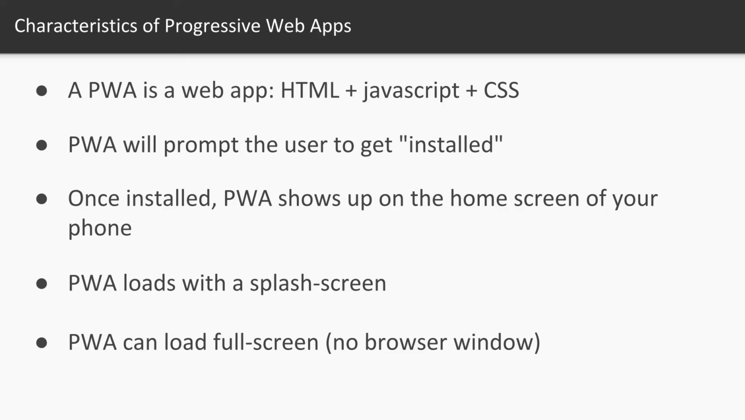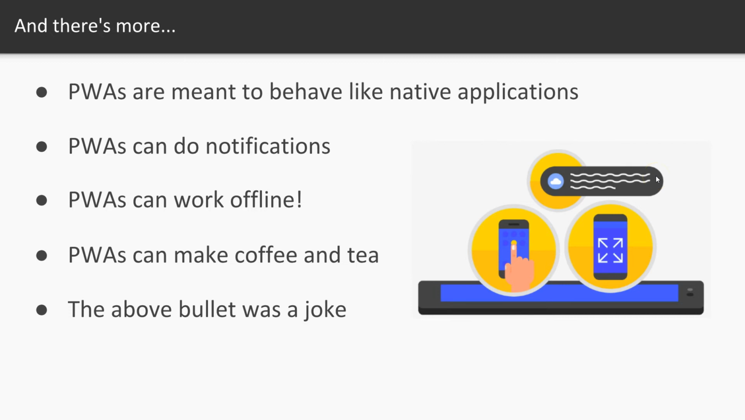And by default, a PWA will load full screen. So it's not going to load in the browser of the mobile phone. It's basically going to be just like a native app, having its own window, a self-contained environment for this web application.